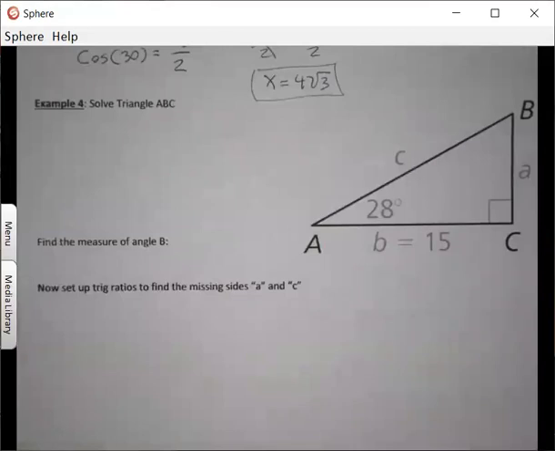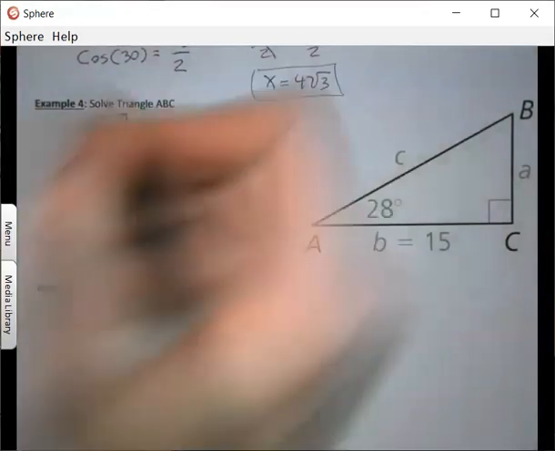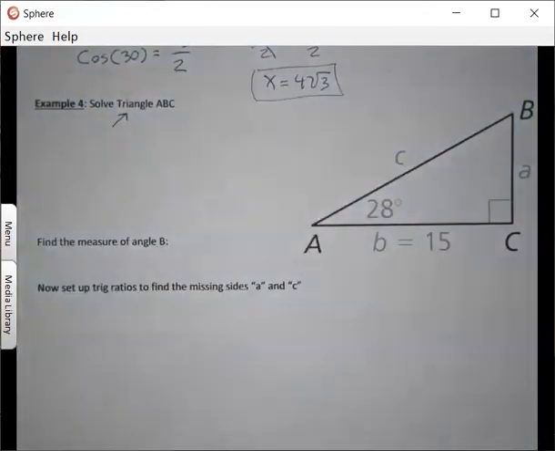All right, example 4. So example 4 says, solve triangle ABC. When you're asked to solve a triangle, that has a specific meaning. Solve a triangle means find all missing sides and angles.